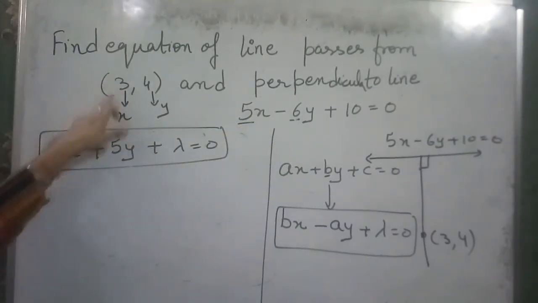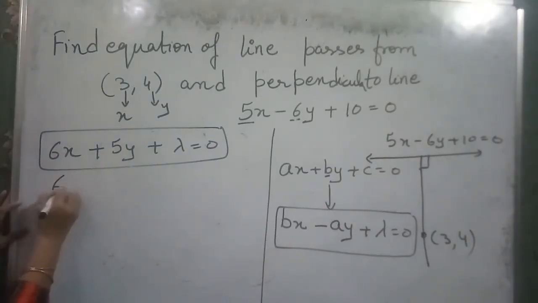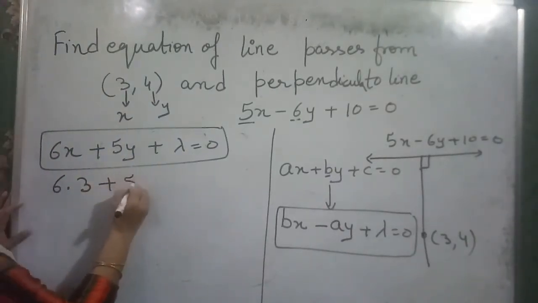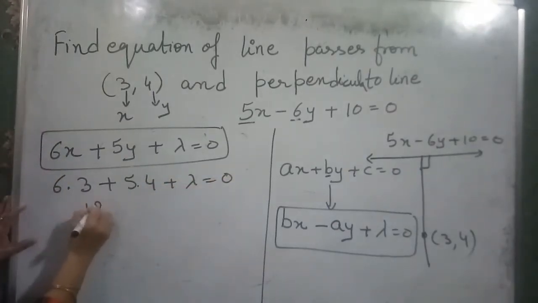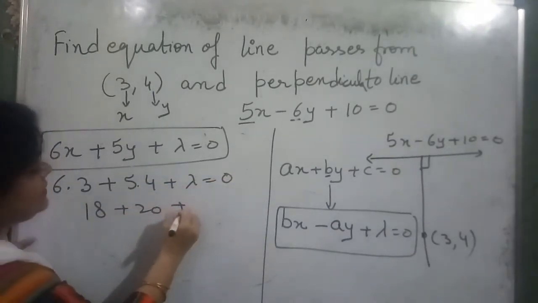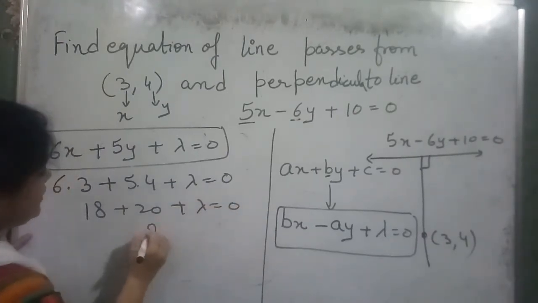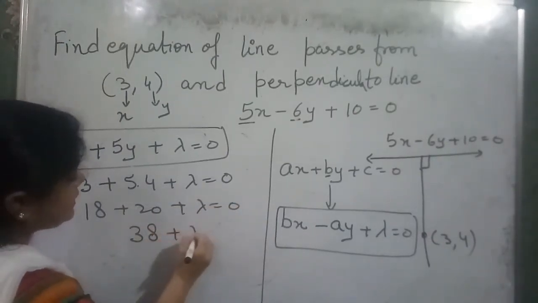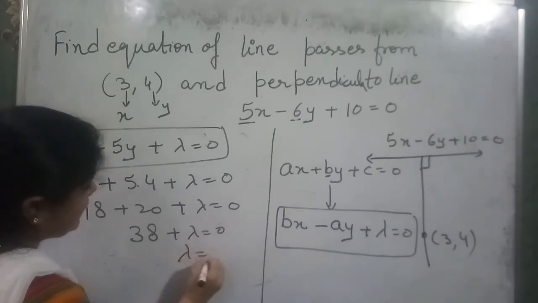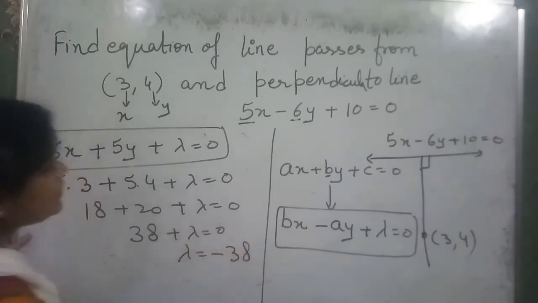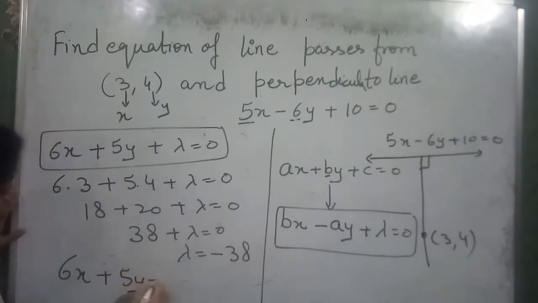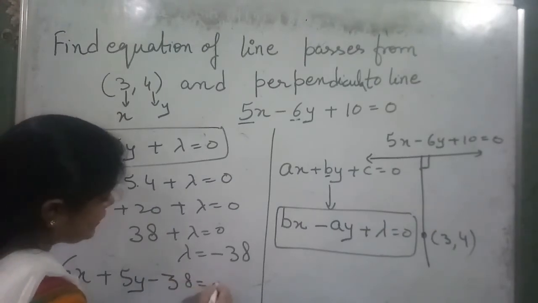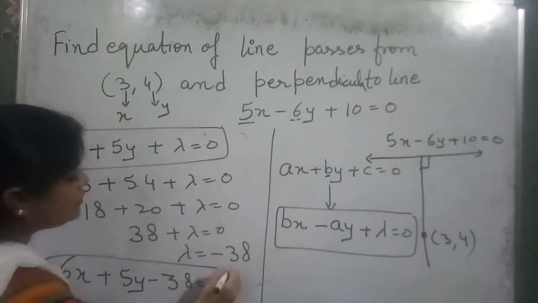Now we substitute the same values in place of x and y. 6 times 3 plus 5 multiplied by 4 plus lambda is equal to 0. So we have 18 plus 20 plus lambda is equal to 0, and we have 38 plus lambda is equal to 0. That is, the value of lambda is minus 38. Now the equation of the line becomes 6x plus 5y minus 38 equals 0. So this is the equation of the line which is perpendicular to this line.